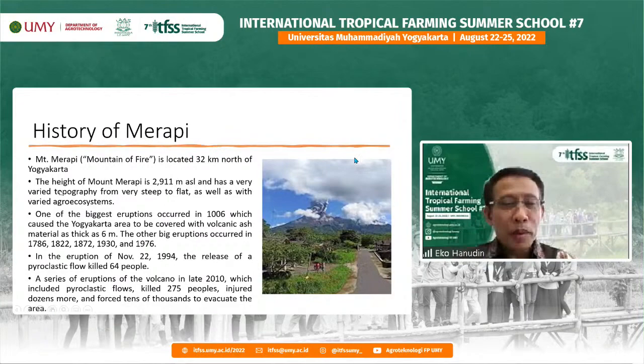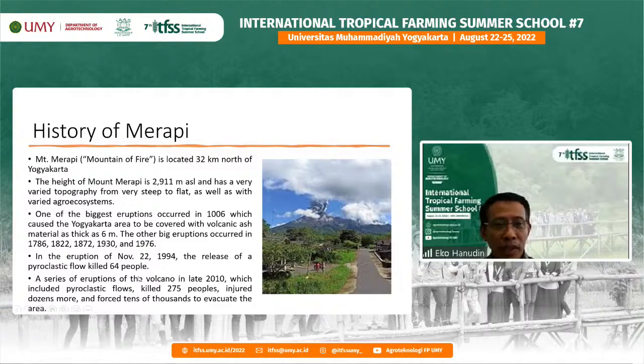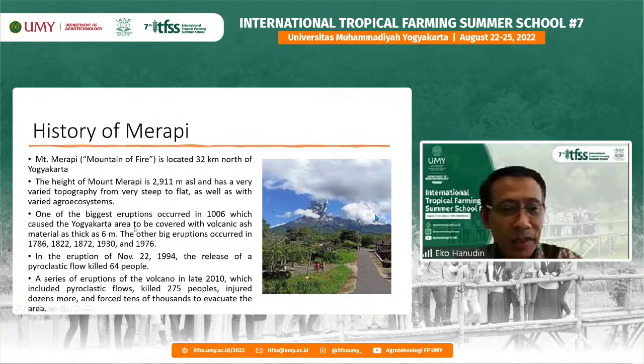Based on the name, I think you know that Merapi, or Api, is an Indonesian word meaning fire. So Mount Merapi means a mountain of fire. This mountain is located around 32 kilometers north of Yogyakarta, not so far. The height of Mount Merapi is around 2,911 meters above sea level and it has a very varied topography, from very steep to flat, as well as a varied agroecosystem. This is because of the various topography.